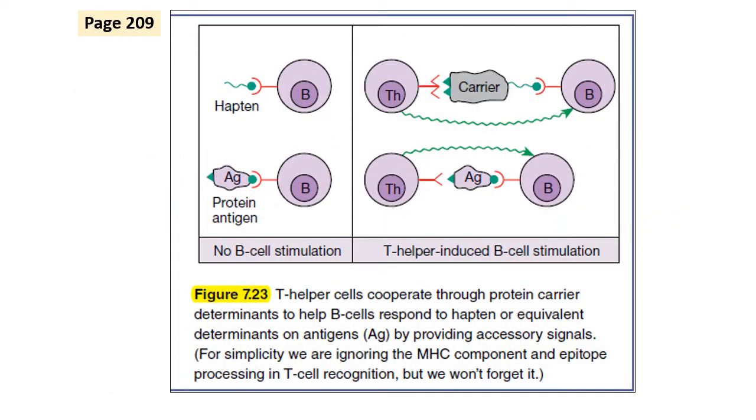Now in this figure, you can note that while one determinant on the protein antigen is acting as a hapten in binding with the B cell, the other determinants subserve a carrier function in recruiting T helper cells in that case.